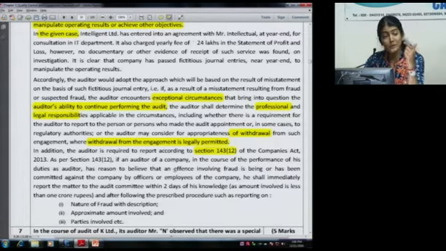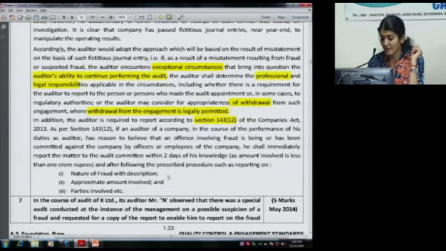And what all do you need to disclose to the audit committee? The nature of the fraud, the approximate amount involved, and the parties involved in the fraud. Right, so that is what they say. Within 2 days of his knowledge of the fraud, follow the prescribed procedures for reporting on nature of fraud, approximate amount involved, and parties involved. Because it's 24 lakh, less than 1 crore.